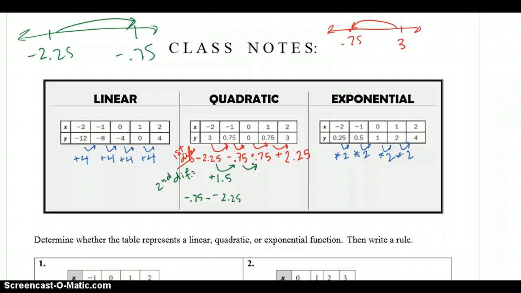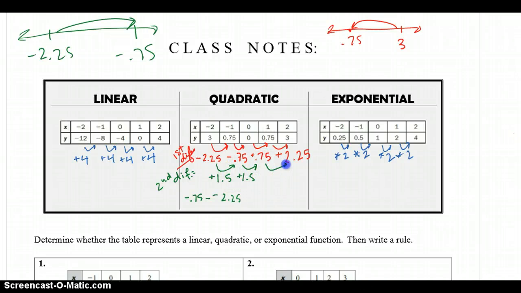Negative 0.75 plus 2.25. All right, plug it into your calculator. 0.75 minus a negative 0.75. So minus negative is just plus. What's 0.75 plus 0.75? 1.5 again. Someone else got that same thing? Plus 1.5? I agree. We are adding 1.5 here.